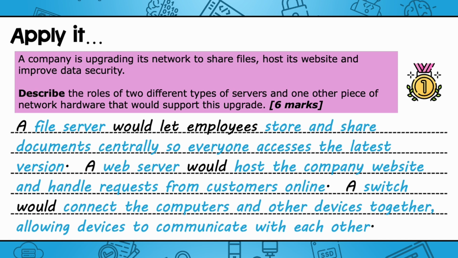Then we've gone on to add in a piece of hardware that would support this upgrade. A switch would connect the computers or servers and other devices together, allowing devices to communicate with each other. So we've got enough there for our 6 marks. We've got a mark each for file server, web server and switch, and then we've explained what each of these pieces of hardware are or do.